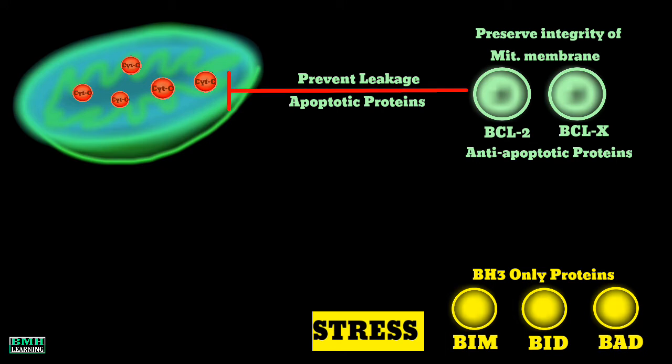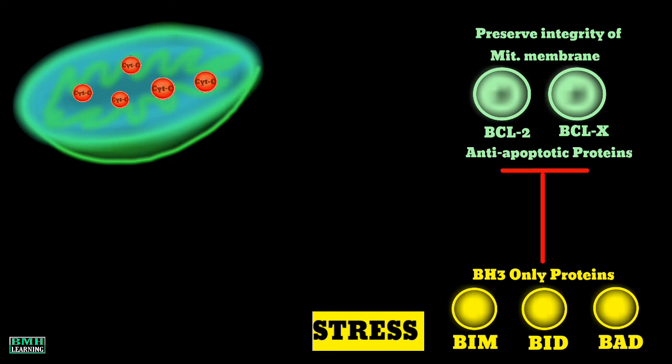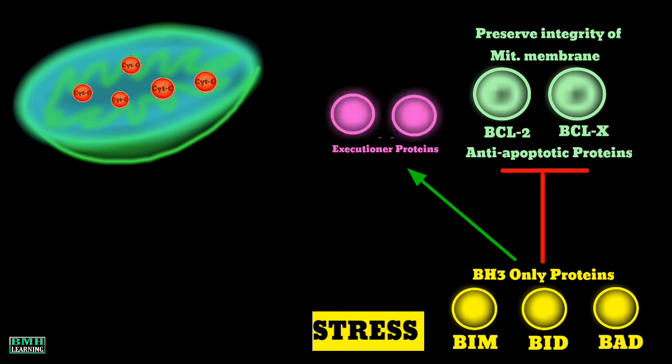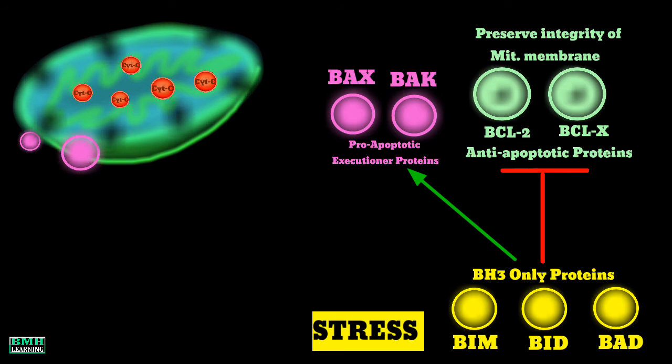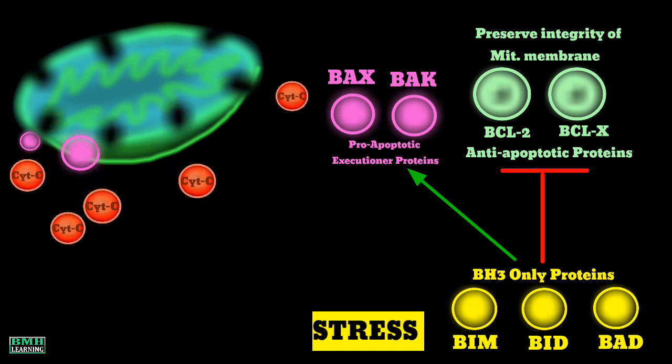Now these BH3-only proteins serve two important functions. First, they block the function of anti-apoptotic proteins, that is BCL2 and BCLX. Second, they further enhance the apoptotic activity. BH3-only proteins stimulate two other pro-apoptotic execution proteins named BEX and BEC. These activated proteins create channels in the mitochondrial membrane. This action allows the mitochondrial protein cytochrome C to leak into the cytoplasm.